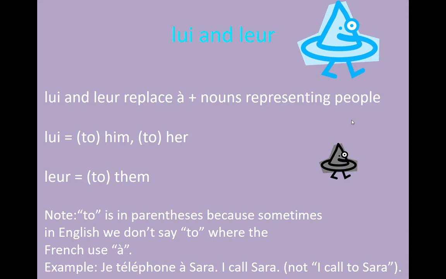Notice that I put "to" in parentheses on these because sometimes in English we don't say "to" where the French use an à, because we can't translate directly, right? For example, I call Sarah in French is je téléphone à Sarah. We don't say I call to Sarah, but the French do. So that is in parentheses because our rule that we're going to have in a second is based on if the French use to or à.